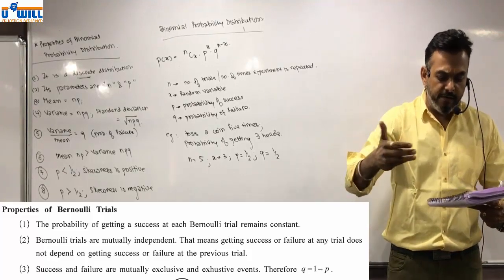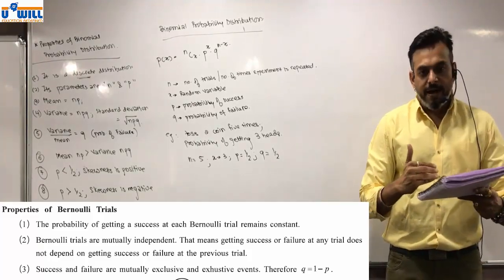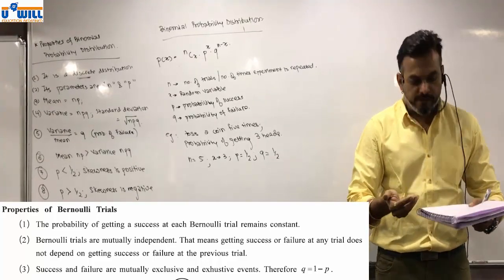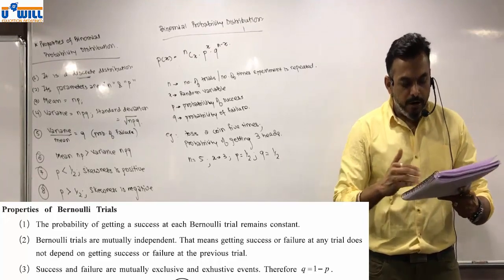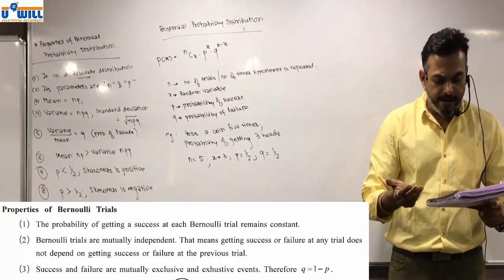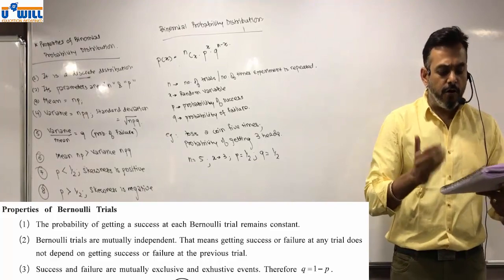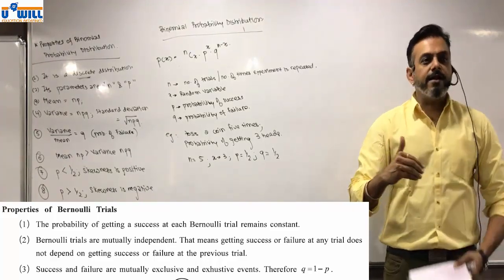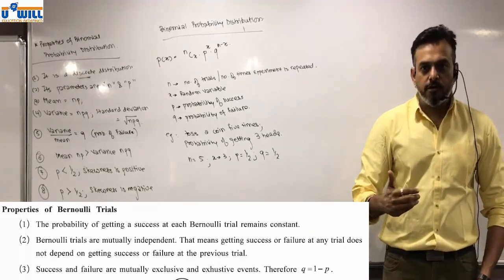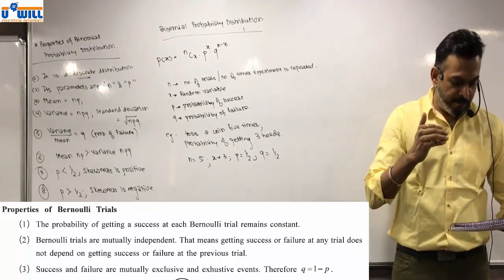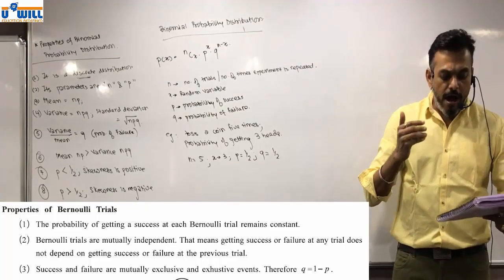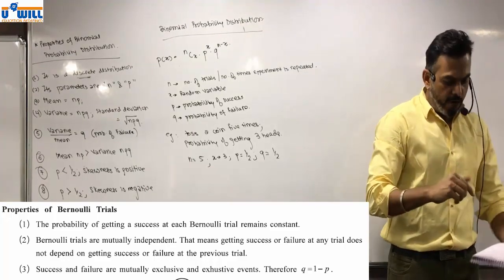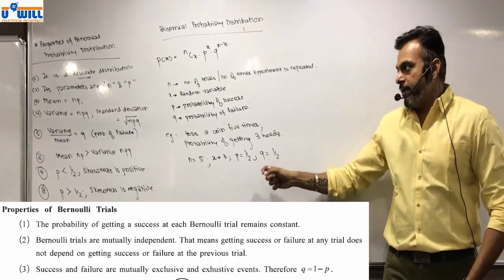Now its properties are very simple. Probability of getting success at each Bernoulli trial remains constant. Bernoulli trials are mutually independent. That means getting success or failure at any trial does not depend on getting success or failure at the previous trial. You understood this? Third one, success and failure are mutually exclusive and exhaustive events. Therefore, p is equal to 1 minus q.